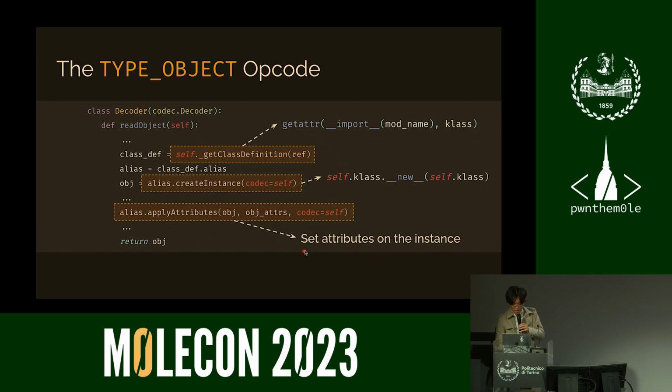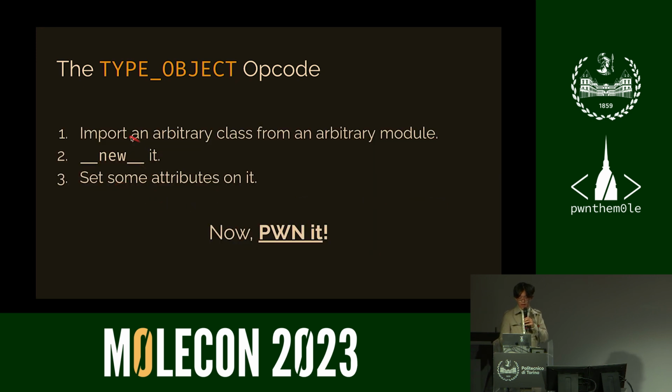And finally, you can set attributes on the instance. So just this: import an arbitrary class from an arbitrary module, new it, and set some attributes on it. With only these three capabilities, you need to pwn this module.